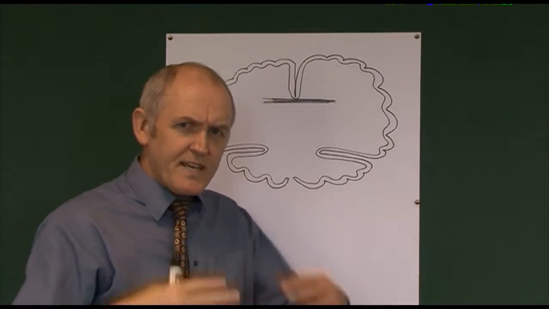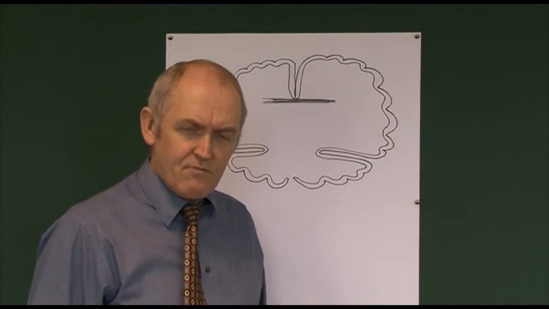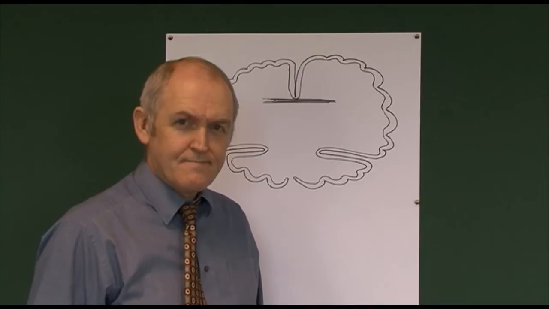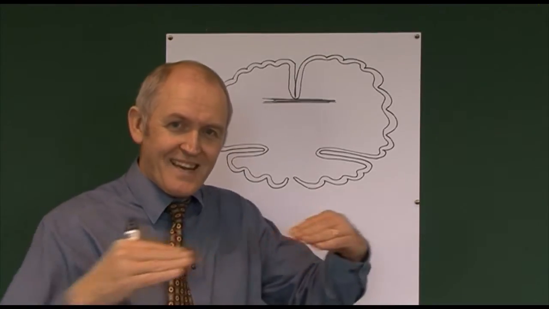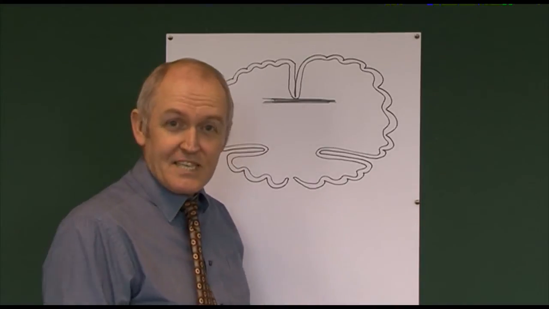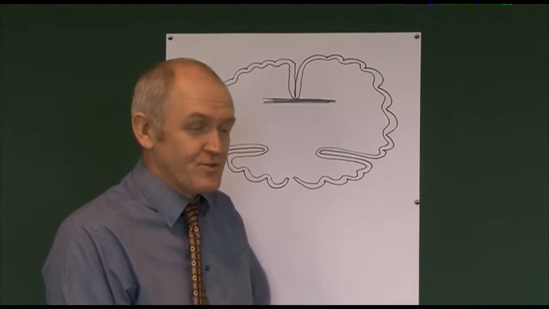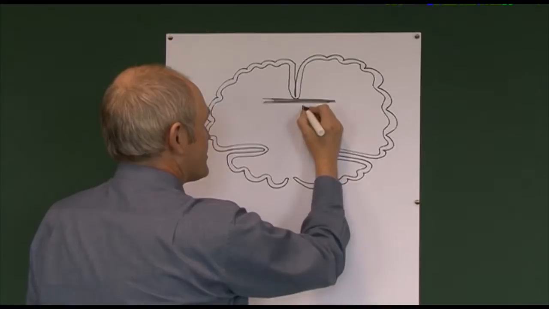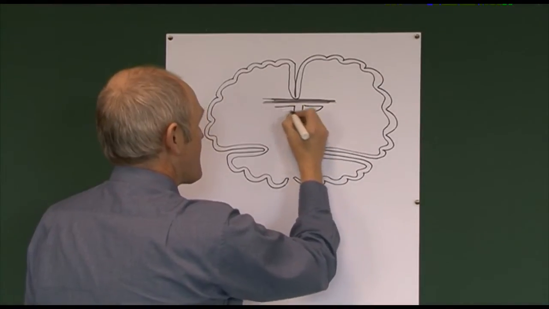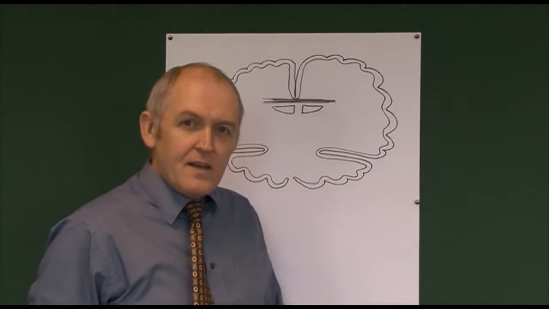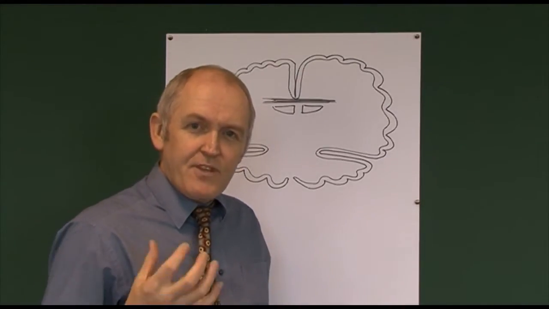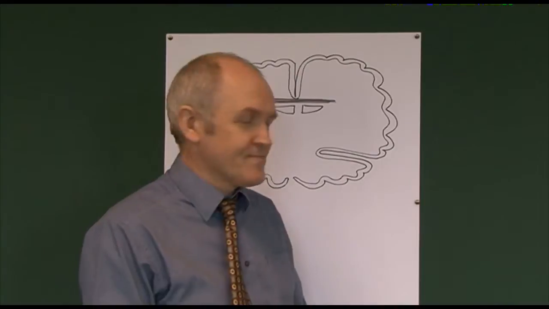What were the bundles of connecting fibres called that connect the left and the right cerebral hemispheres? That was the corpus callosum. Remember the corpus callosum connecting the two sides. And as we've just noticed before, there's also ventricles in the brain. So there'll be ventricles just about here, containing the cerebrospinal fluid.